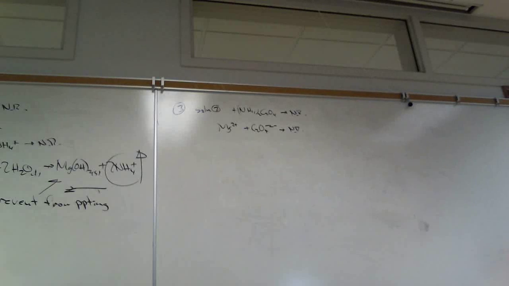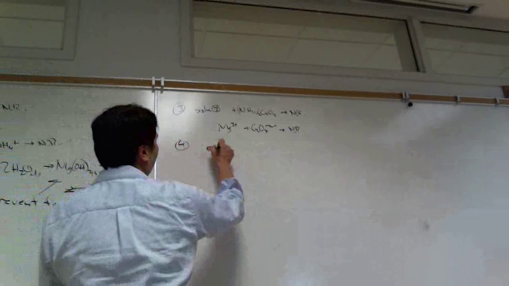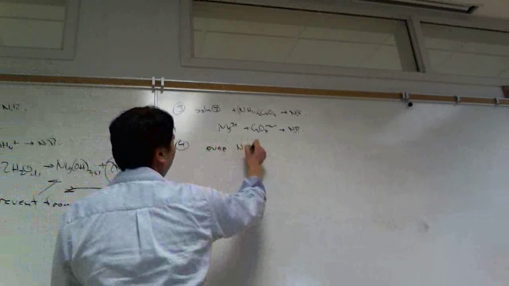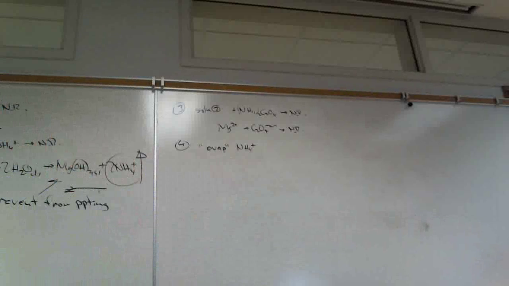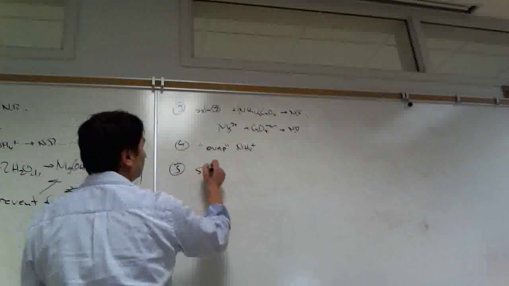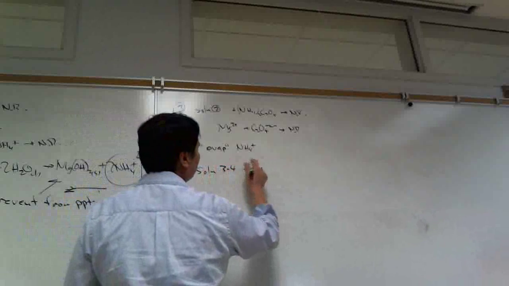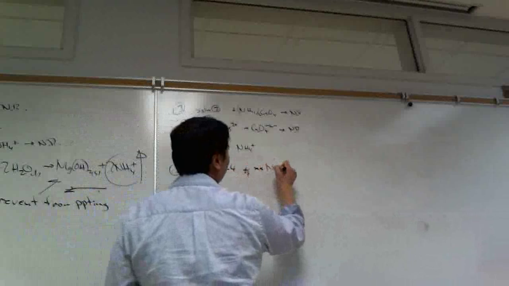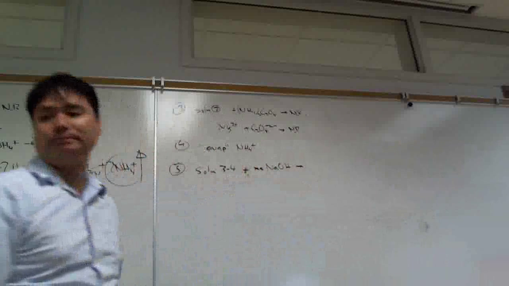All right, then we evaporate to get rid of the ammonium. So evaporate ammonium off, or actually we should say decompose the ammonium off. And then we're going to add sodium hydroxide, excess. So we'll take the solution from 3,4 plus excess sodium hydroxide. And what do we get from this?